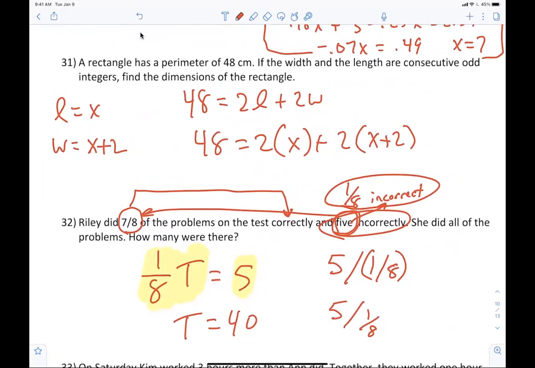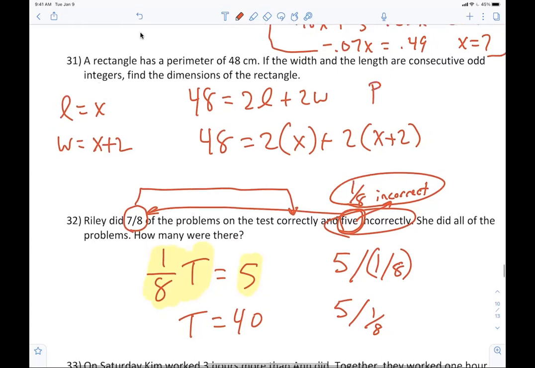Consecutive odd integers, x and x plus 2. You agree with that? So far, so good. Perimeter. Remember, the perimeter of a rectangle is 2L plus 2W. You agreeing with me on that?